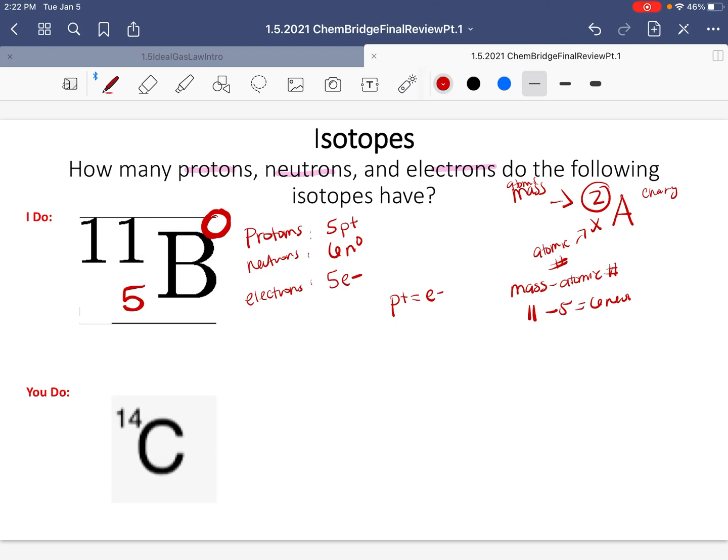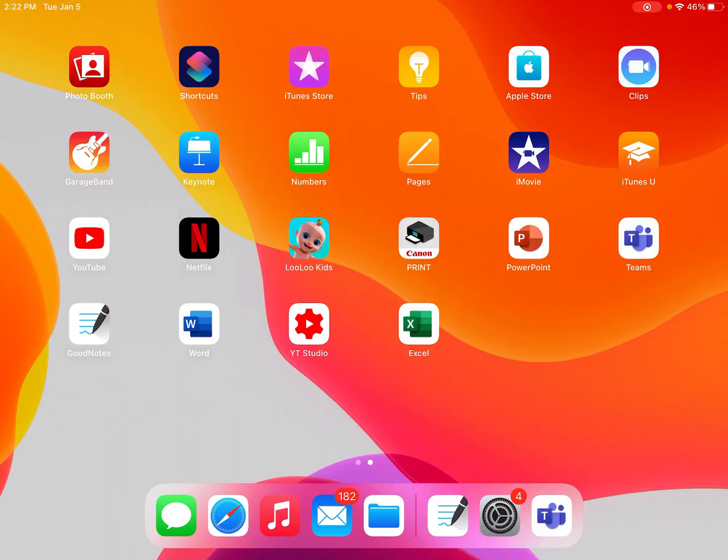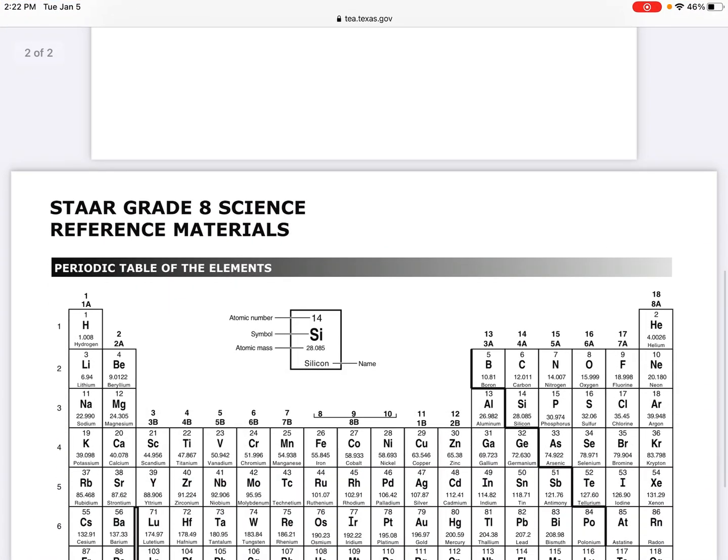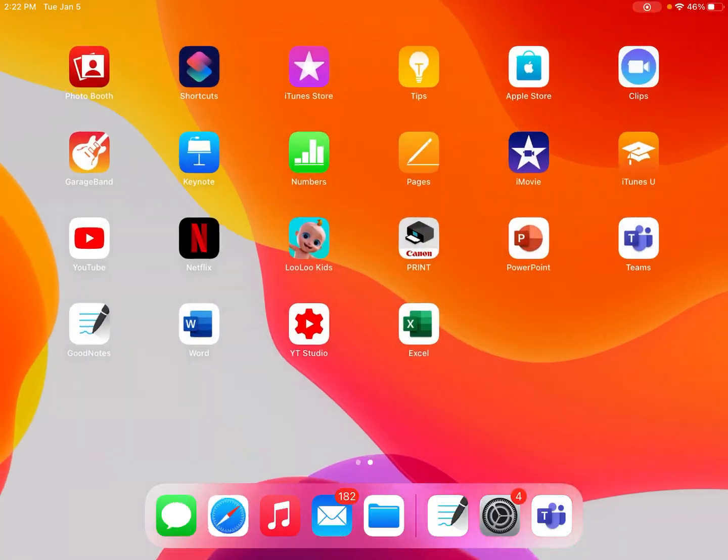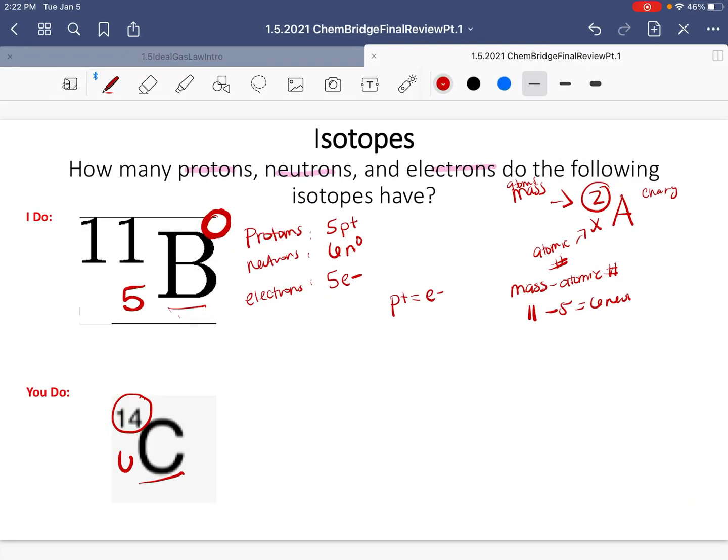Use the exact same process to answer the next one, class. You can pause me right here and then check your answer. Okay, guys, so here we have carbon. Again, I'm looking at the symbol. My mass is 14, but I'm still needing the atomic number. So I go to the periodic table. I see that carbon, the atomic number is the number on top. So it has an atomic number of 6.